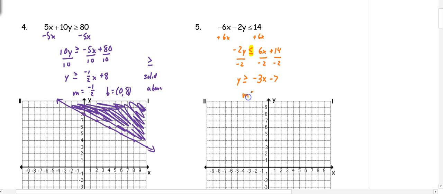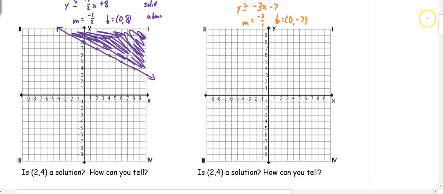So in this case, my slope is negative 3 over 1, and my y-intercept is (0, negative 7). So I'm going to go to negative 7 on my graph. I'm going to go down 3 over 1. That only gives me one dot, so I'm going to go the opposite direction. I'm going to go up 3, left 1, just to get a better line with more points.